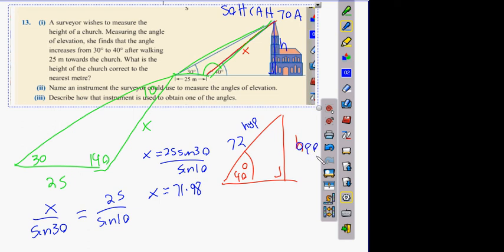You can give it a letter if you want, like y, so you don't confuse it with h. So we have opposite and hypotenuse. Which function do we use? Sine. And then when you use sine, you're going to get sine 40 equals y over 72. What happens now? You bring the 72 up there. And what's 72 sine 40? 46.